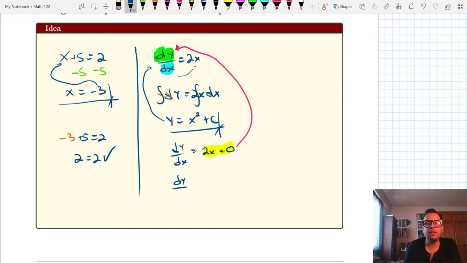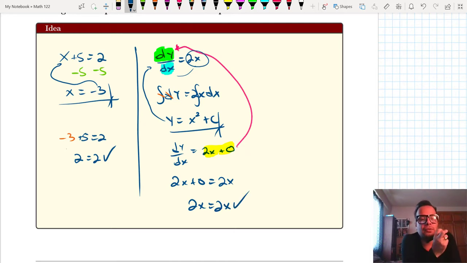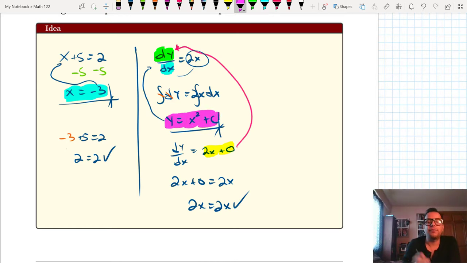So dy/dx, which is 2x plus 0, the derivative of the constant, is that equal to 2x? Of course. 2x equals 2x. So that is the solution. So in a nutshell, when we solve algebraic equations, the solution to an algebraic equation was a number, a constant. As opposed to a differential equation, the solution will not be a constant, it will be a function whose derivatives and the function itself will check both sides of the differential equation.